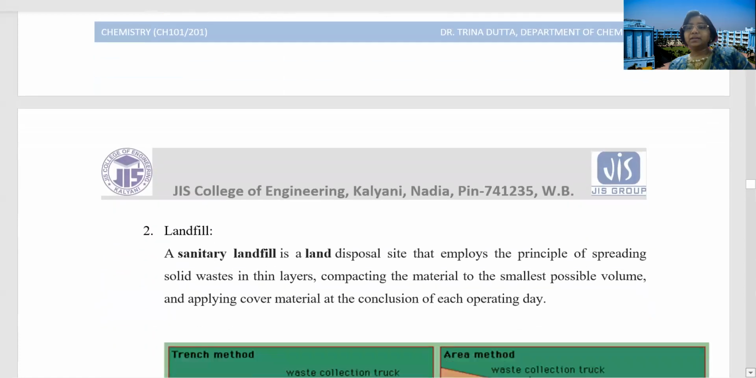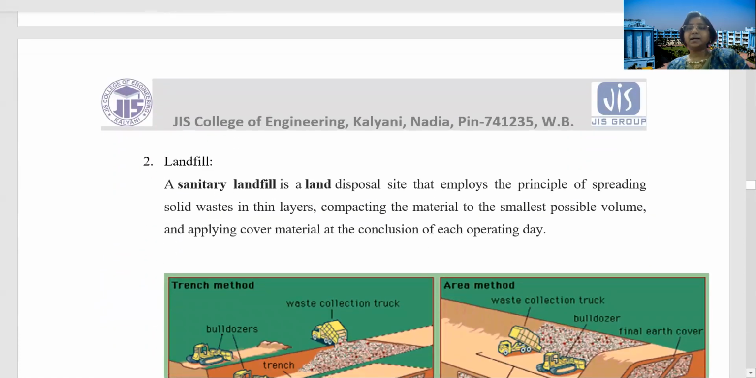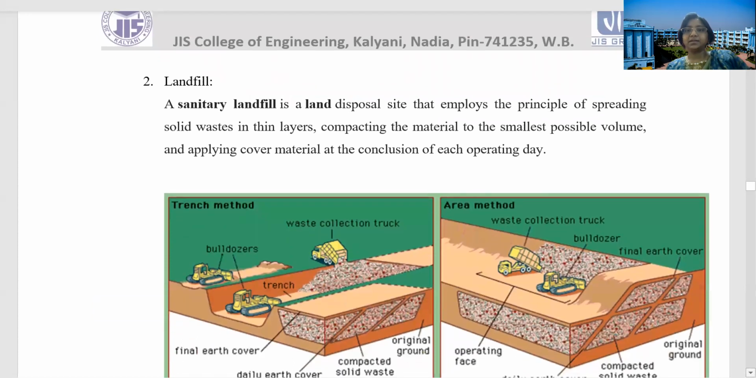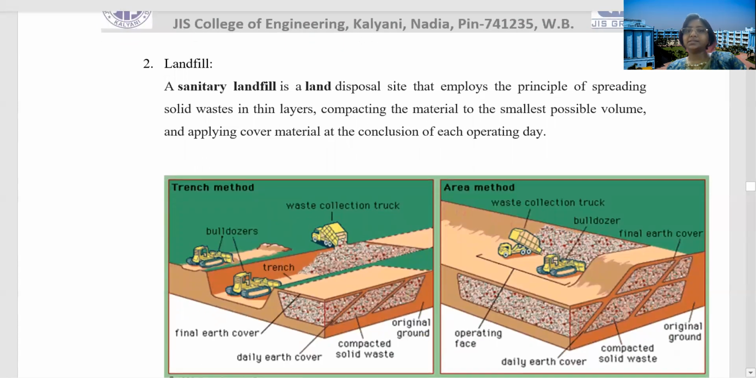So what we did, we now bring another landfill process that is called sanitary landfill. That is scientific and organized. A sanitary landfill is a land disposal site that employs the principle of spreading solid waste in thin layers, compacting the materials to the smallest possible volume, and applying cover material at the conclusion of each operating day.